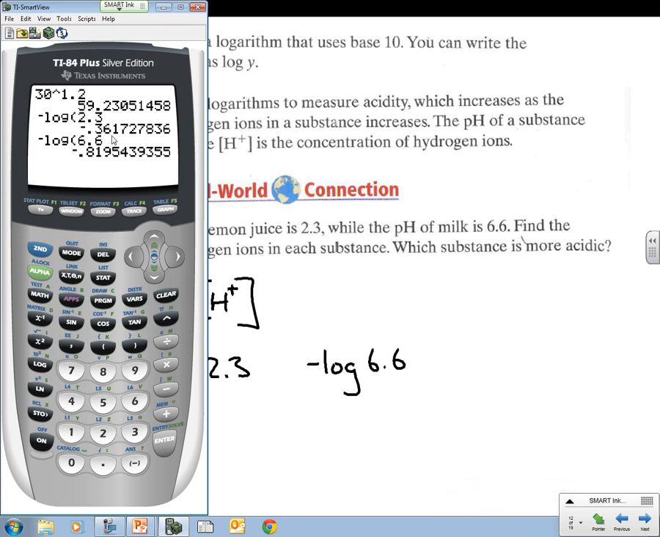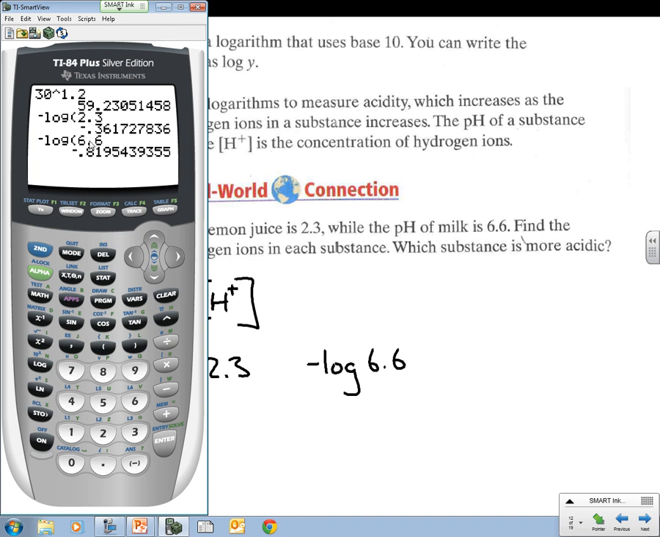All right, so this is the concentration of the hydrogen atoms, again in milk versus the lemon juice. On these, which one is more acidic? Lemon juice is, because it's less negative actually. Even though it's the smaller number, 36 versus 81, it's closer to 0. So less negative has more acid in it. And that makes sense, right? Lemon juice is acidic, less so than milk.